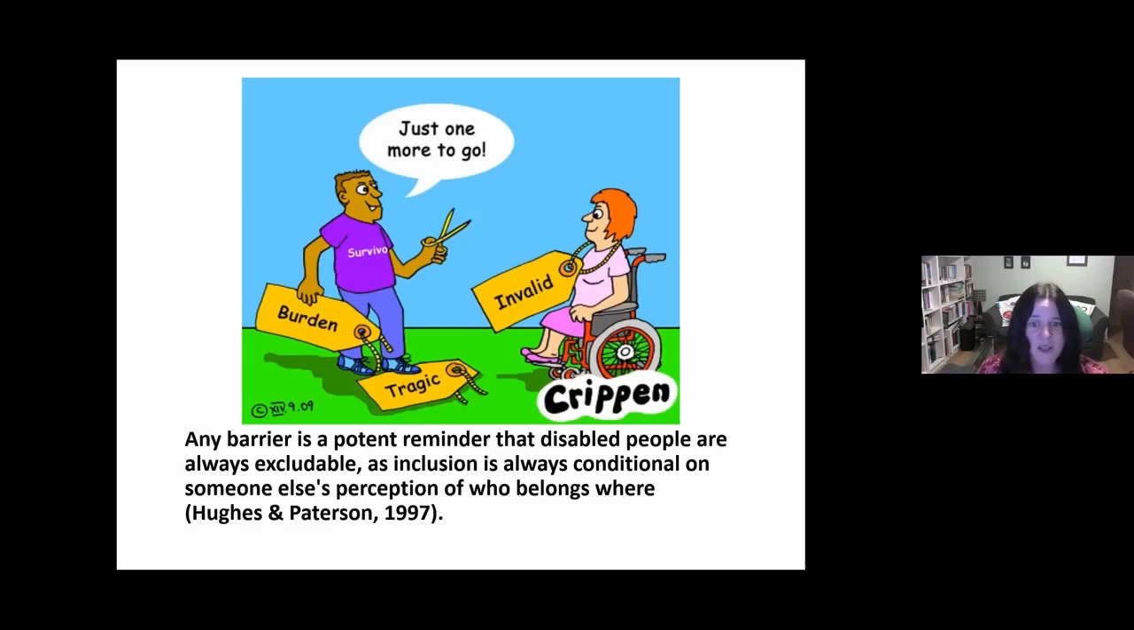So attitudes and assumptions for me are the biggest barrier that disabled people face. And in the words of Hughes and Patterson, any barrier is a potent reminder that disabled people are always excludable, as inclusion is always conditional on someone else's perception of who belongs where.